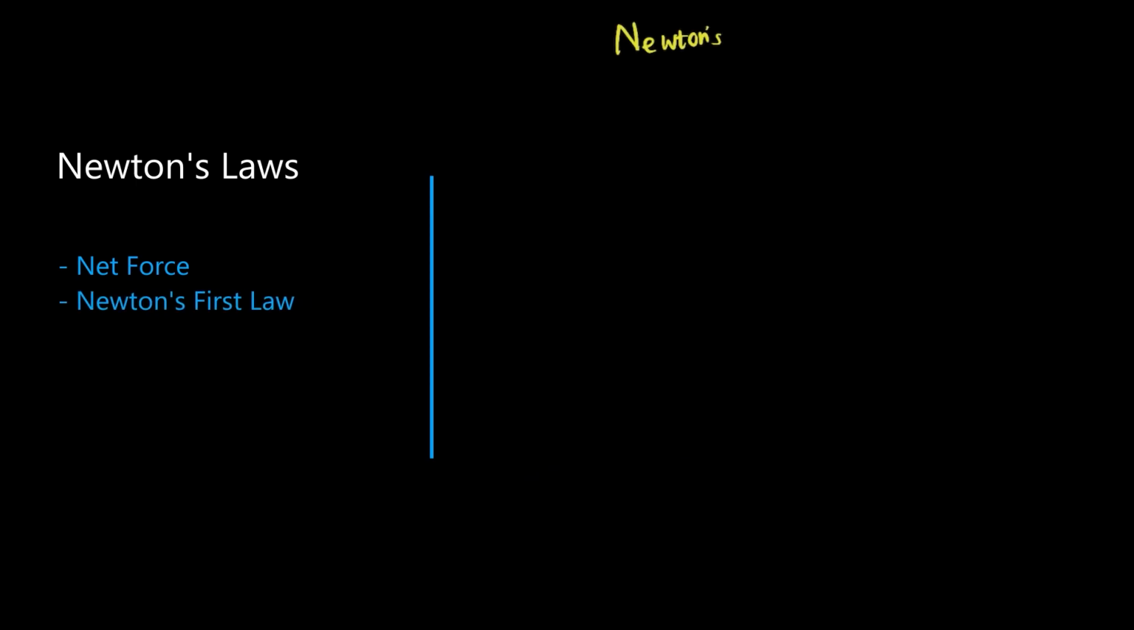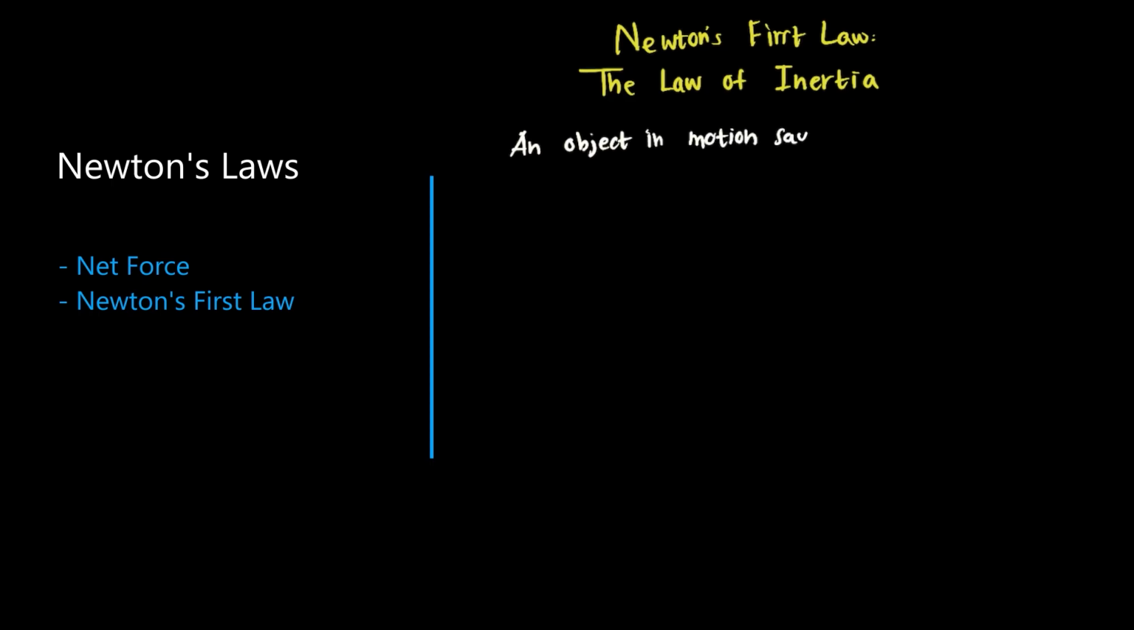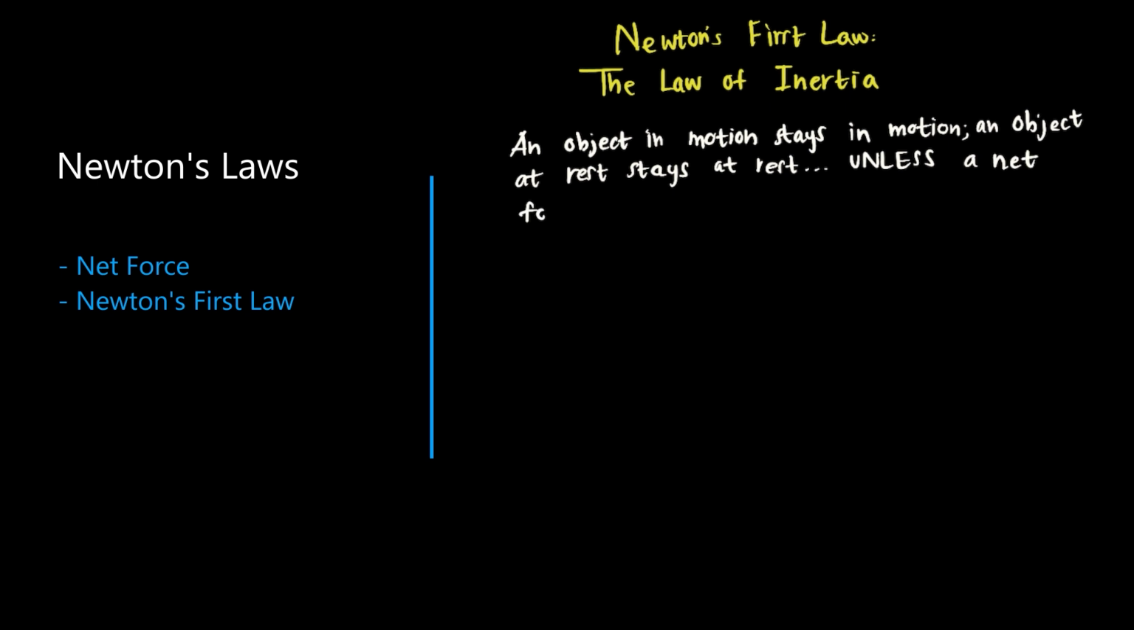This leads us directly to one of the most important principles in all of physics, Newton's first law of motion. Newton's first law, often called the law of inertia, states that an object will remain at rest or continue to move at a constant velocity unless acted upon by a non-zero net force. In other words, objects resist changes in their motion.